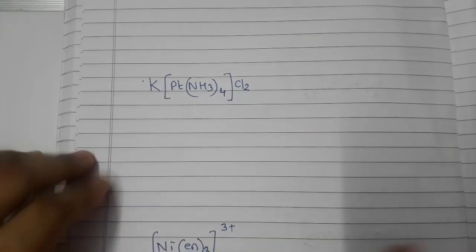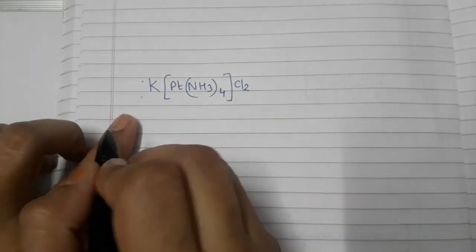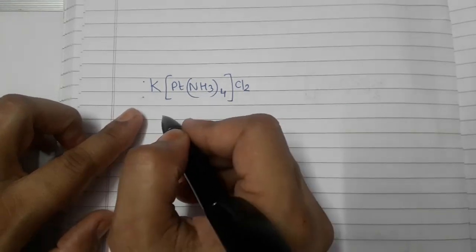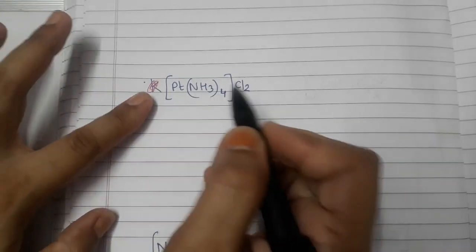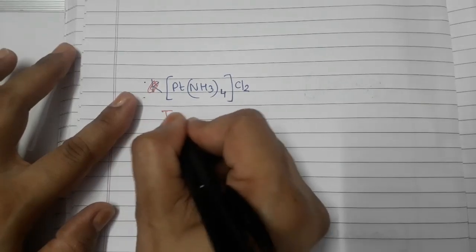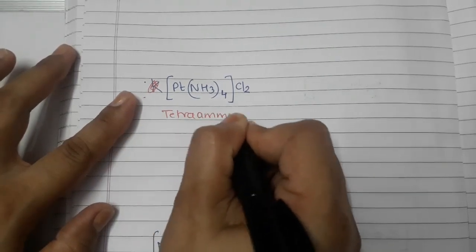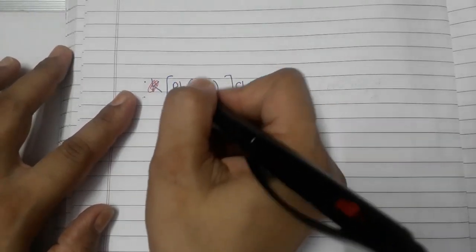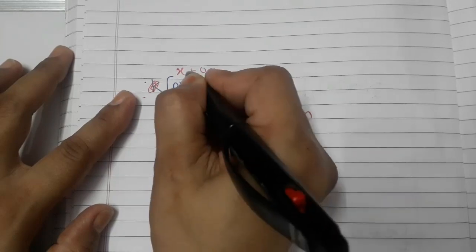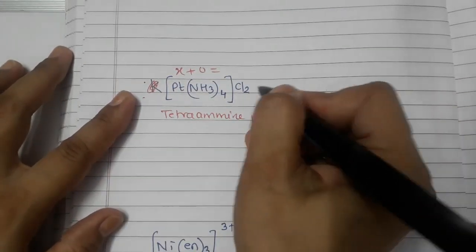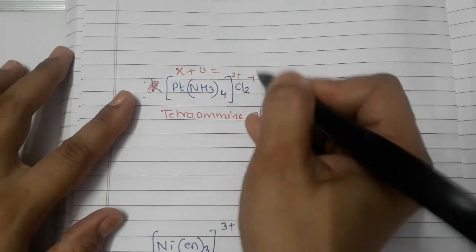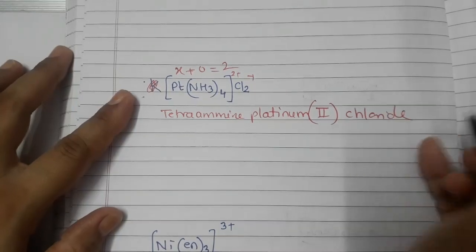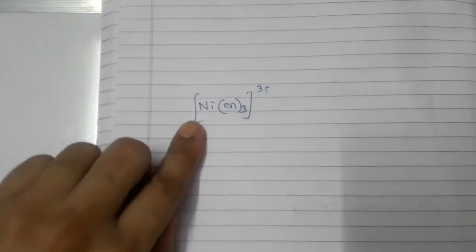Now let us look at the second example. This is also of the type of cationic and anionic. Let us try to name. K is not there, so we'll write tetra amine platinum. What is the oxidation state of platinum? It is x plus 0 is equal to 2 is written here, so it is plus 2, and minus 1, so 2 chloride.